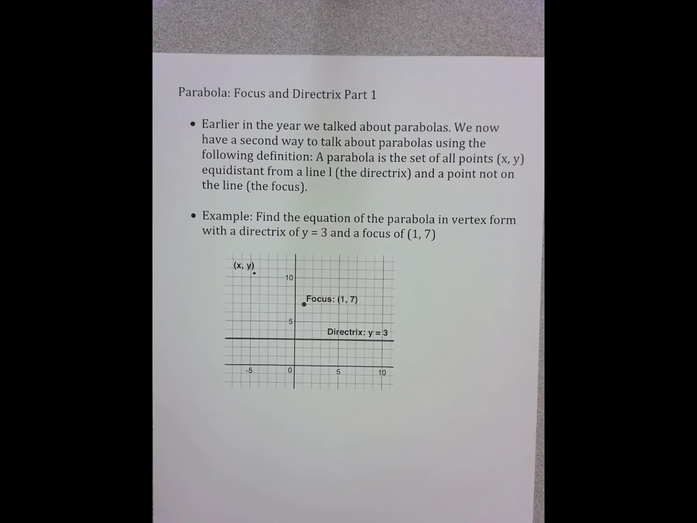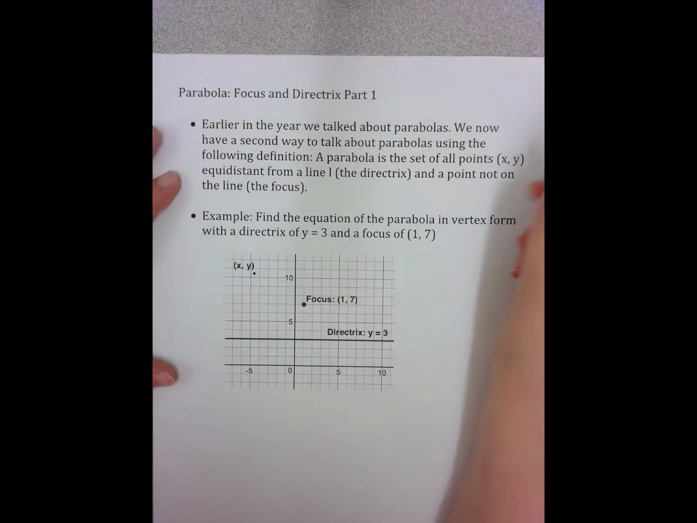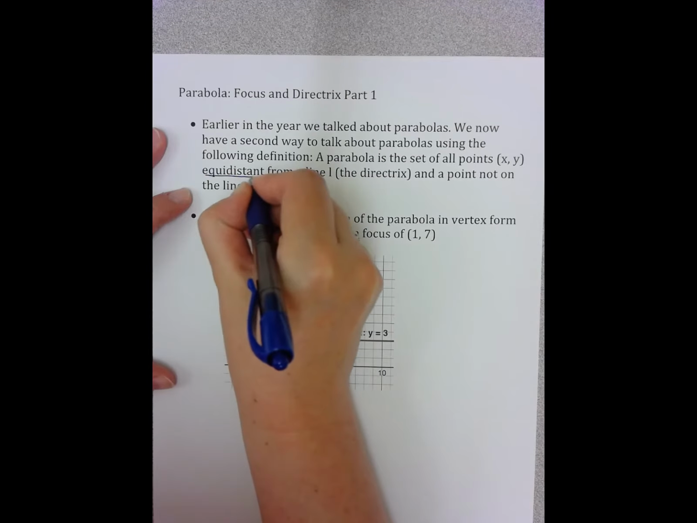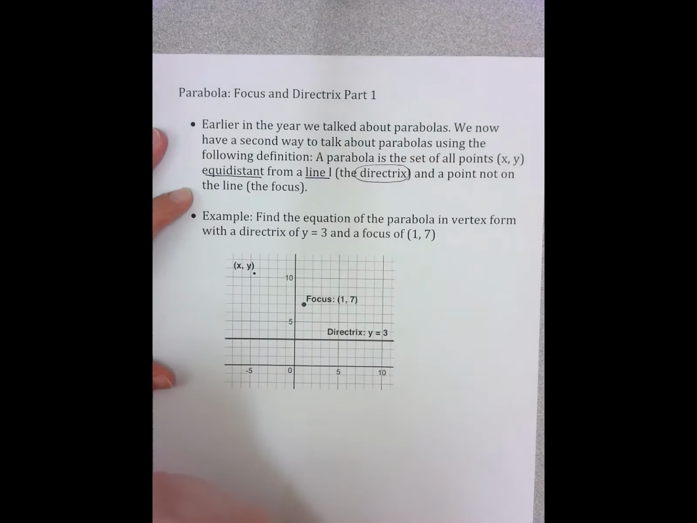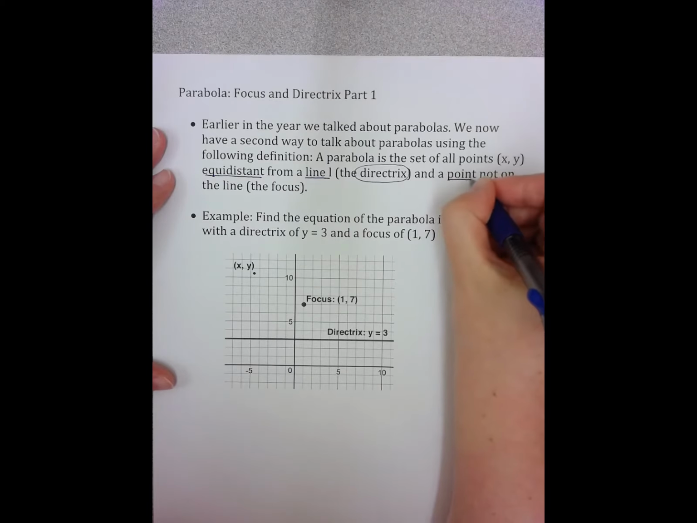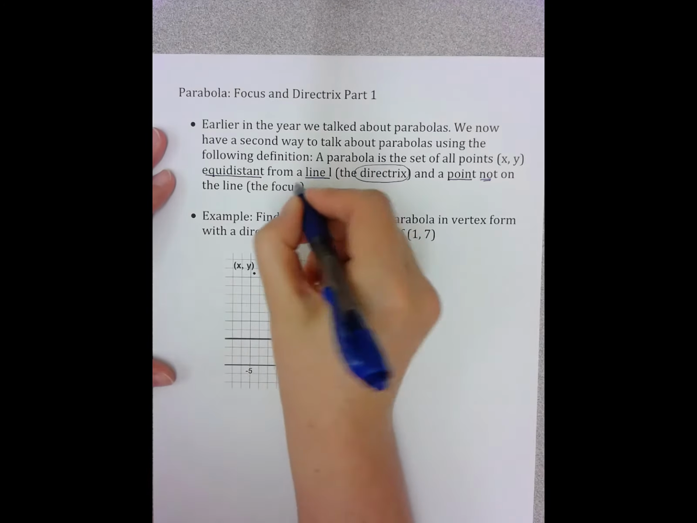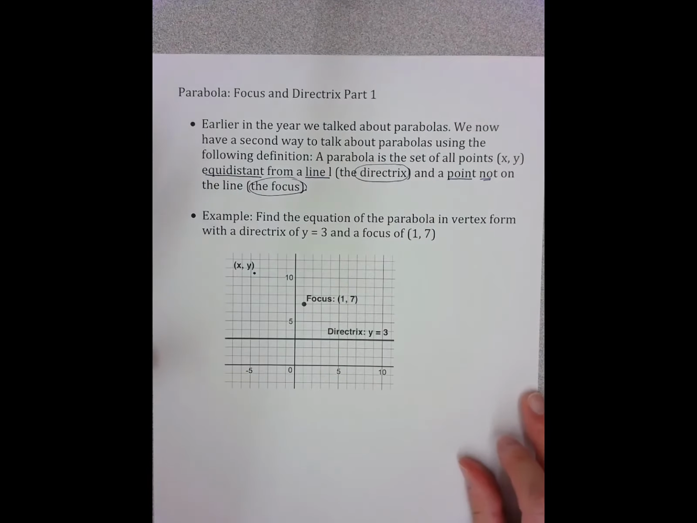Right now, we're actually going to go back and redefine parabolas using a definition of distance, just like we just did circles using definitions of distance, Pythagorean theorem. So the definition for a parabola using distance is that a parabola is the set of all points x and y that are equidistant from a line L that we call the directrix, and a point not on the line that we call the focus.